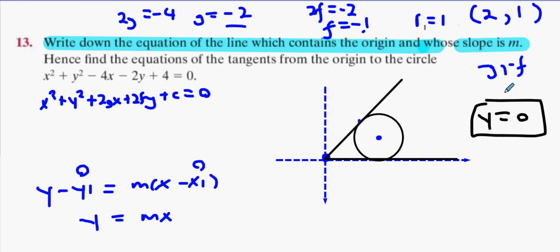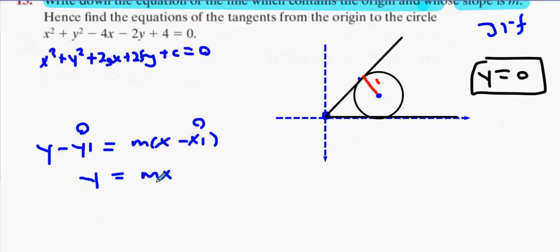Now, anybody care to tell me what would be your next move here? Perpendicular distance formula, okay? Now, let's rearrange this equation here. See, this line is the line y equals mx, but we might as well write it as mx minus 1y equals 0. Does everybody get that y equals mx is the same thing as mx minus y equals 0? It's just the formula rearranged, okay? Now, we're going to do the perpendicular distance formula.